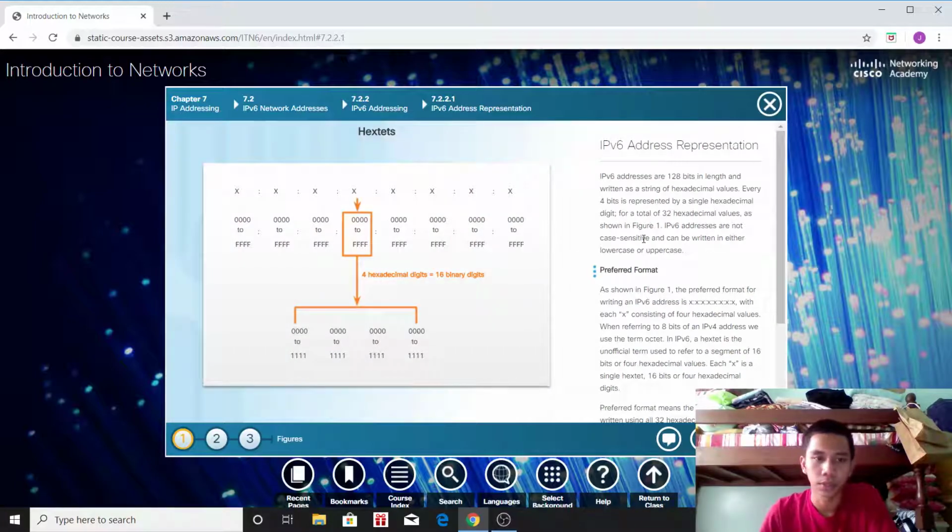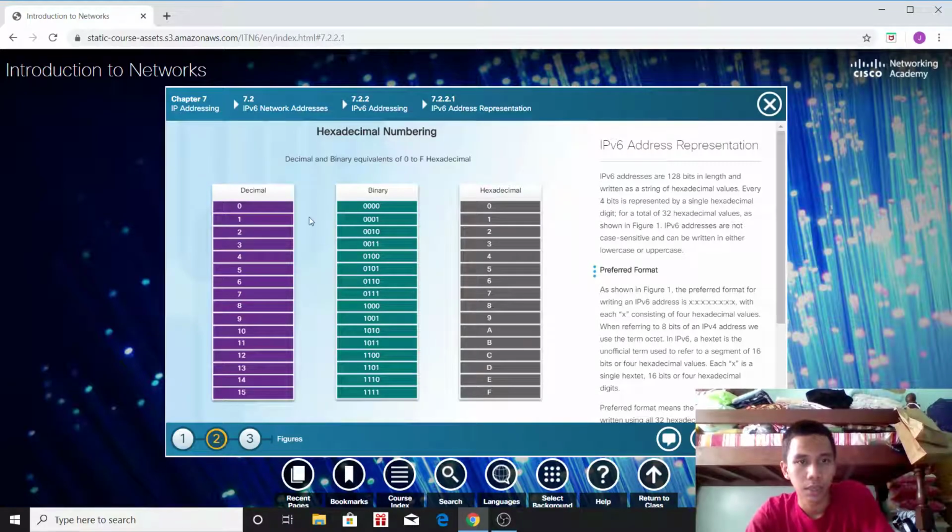IPv6 address representation. IPv6 addresses are 128 bits in length and written as a string of hexadecimal values. Every 4 bits is represented by a single hexadecimal digit, for a total of 32 hexadecimal values, as shown in figure 1. Here is the hexadecimal numbering. So if the number is 10, write A, 11 is B, then C, D, E, F.